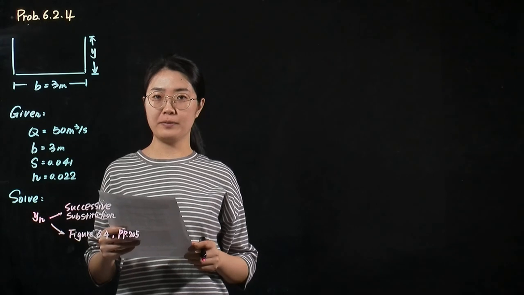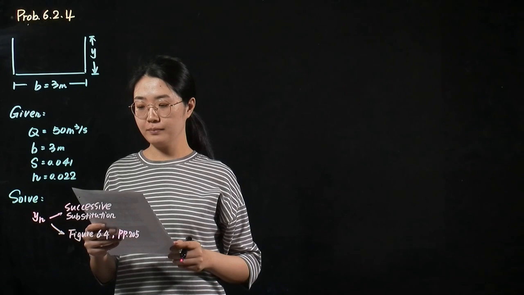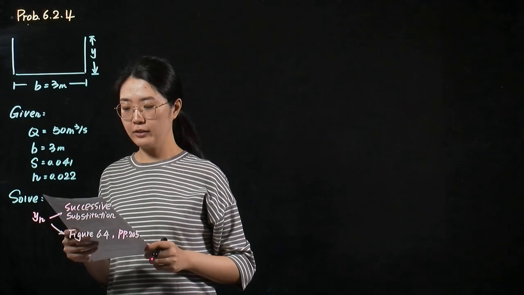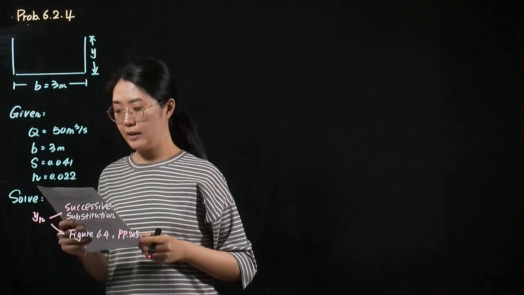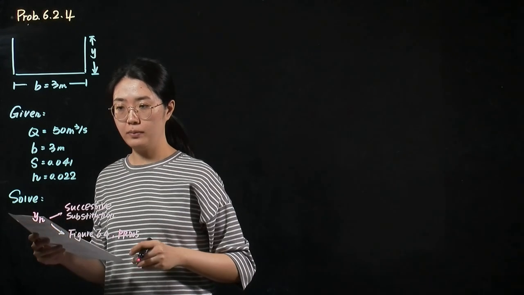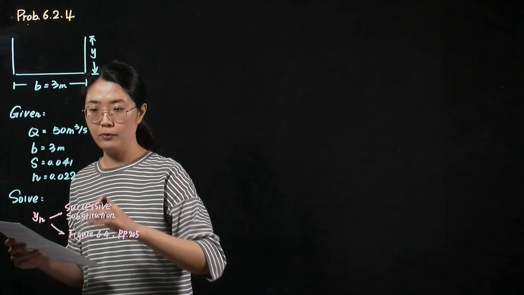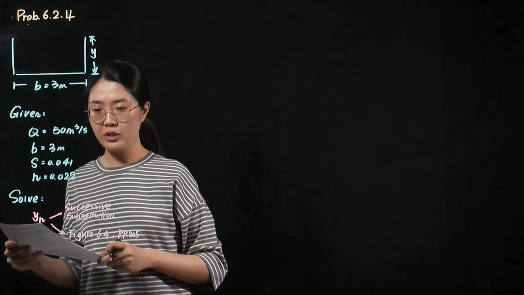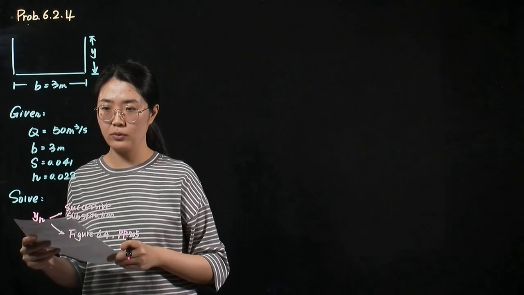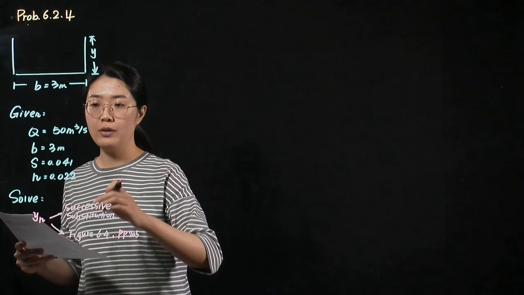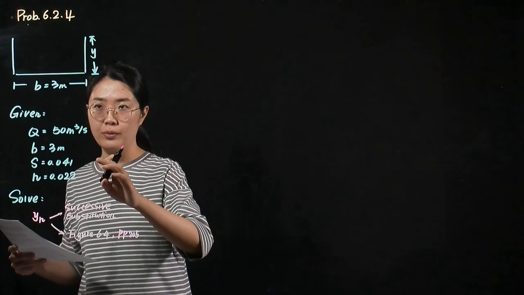Let's move on to problem 3. A rectangular irrigation channel carries a discharge of 50 cubic meters per second. The channel has a slope of 0.041, and the Manning coefficient equals 0.022. The bottom length of the channel equals 3 meters.